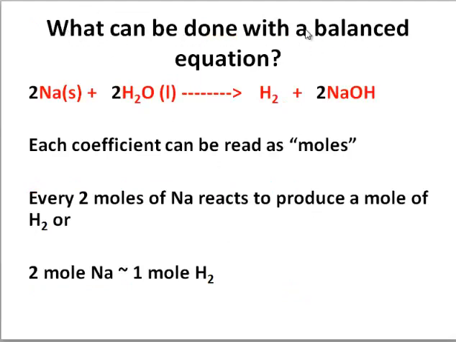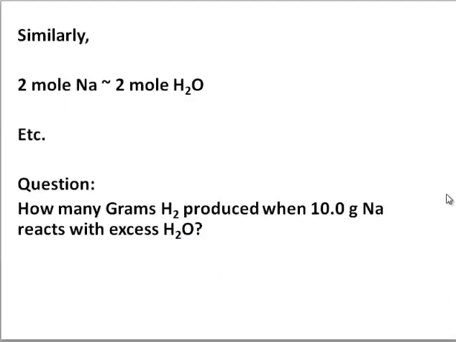All right, what can you do with a balanced equation, or what is the point of balancing? Here I have one of the balanced equations from the last example. Each coefficient can be read as moles, and notice that if there is no number, that implies a 1 here. So every 2 moles of sodium reacts to produce a mole of hydrogen, or 2 moles of sodium, when we're talking about this reaction, is equivalent or related to 1 mole of hydrogen. Similarly, 2 moles of sodium can be related to 2 moles of water, and so on for every pair of species in that balanced equation.